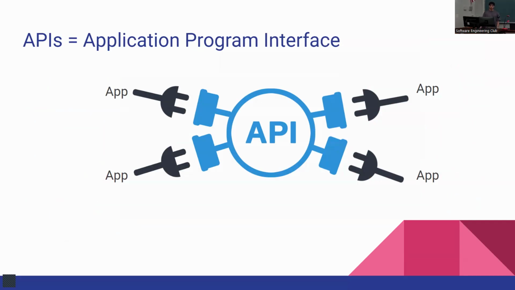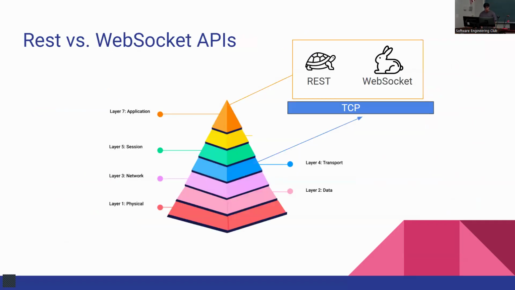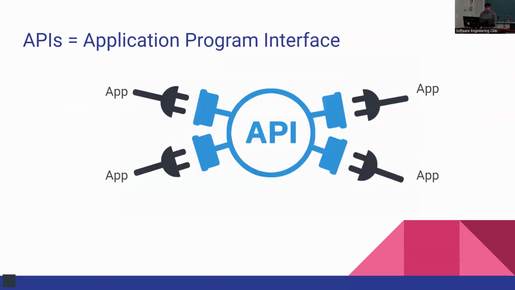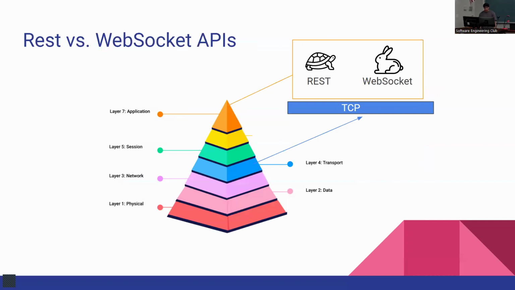All right, so what are APIs? API stands for Application Program Interface. APIs connect your app with a server on the back end so that you can request and post data to a database. So how does that compare to WebSocket, REST APIs versus WebSocket APIs, right?